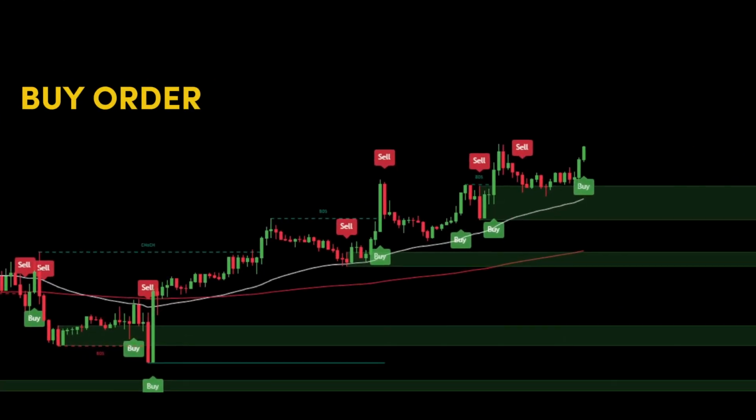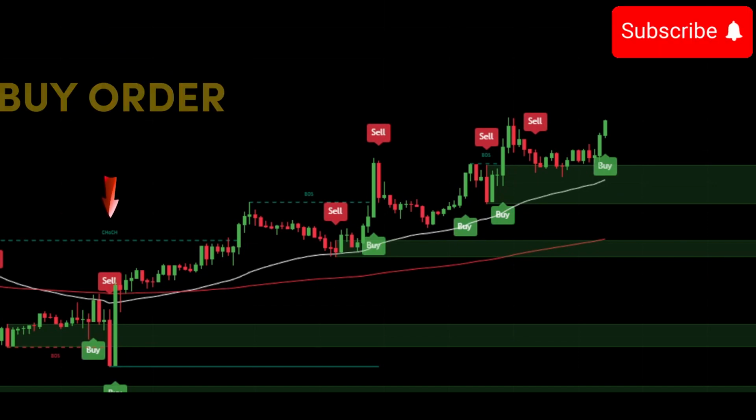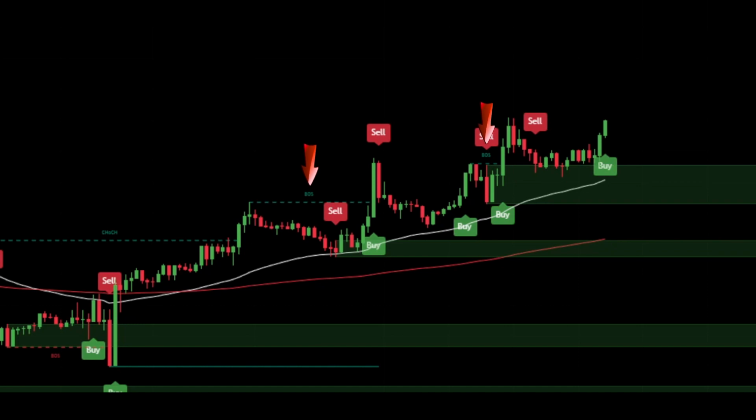Here's how to place buy orders. If a green chalk signal appears, it indicates a trend change from bearish to bullish. At this point, closely monitor price movement. Wait for a bullish break of structure or a green POS signal to appear. Then, wait for the price candlestick to retest the bullish order block area.